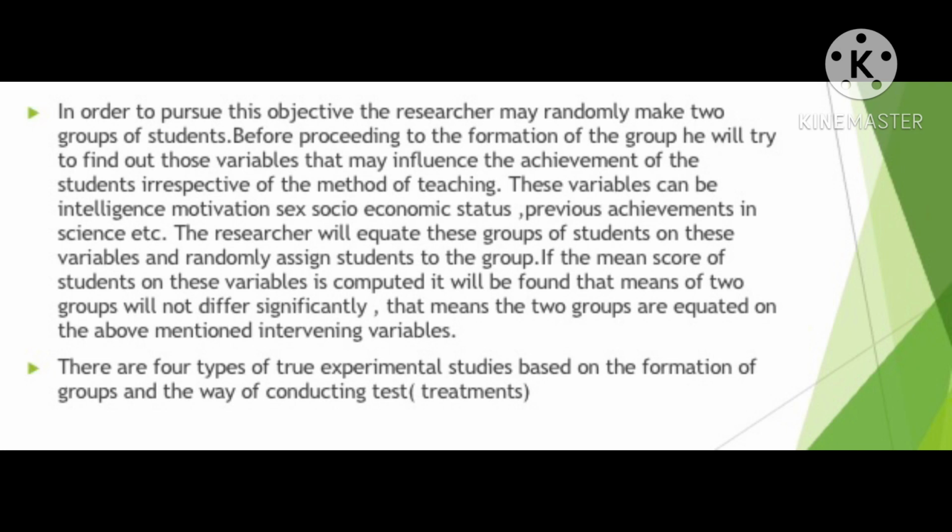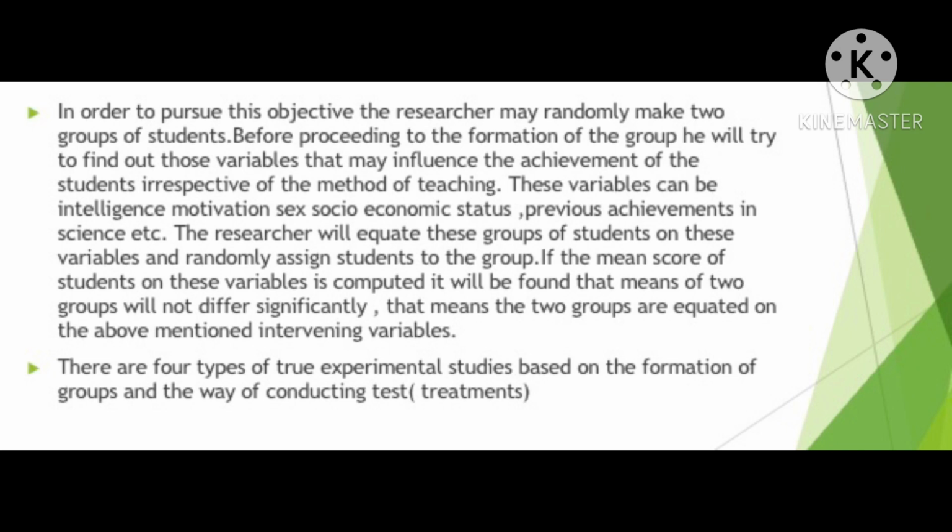If the mean score of the students on this variable is computed, it will be found that means of two groups will not differ significantly. That means the two groups are equated on the above mentioned intervening variable. For example, the researcher will select the subject in such a way that the subjects or students are from the same socioeconomic background and uniform intelligence and uniform motivation as much as possible.